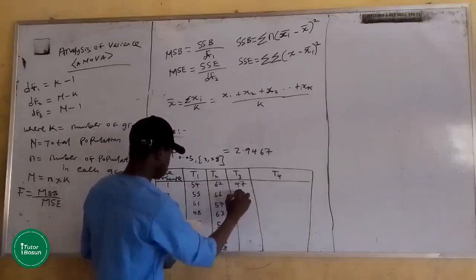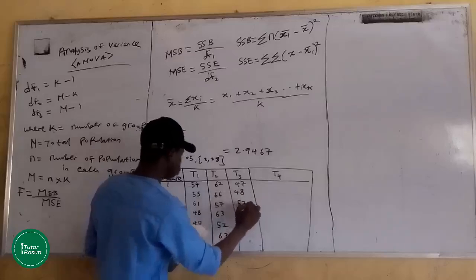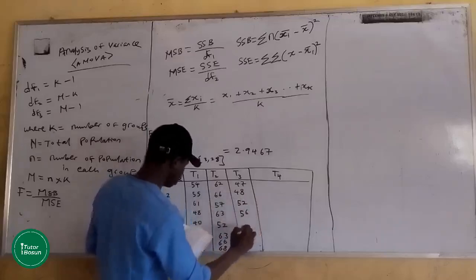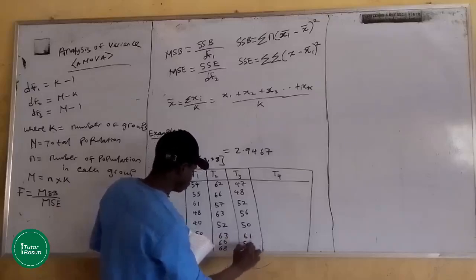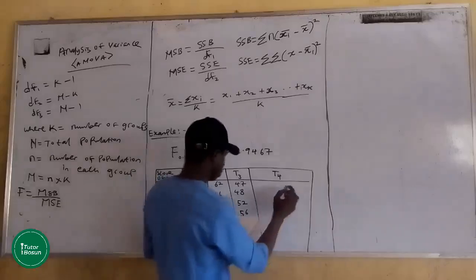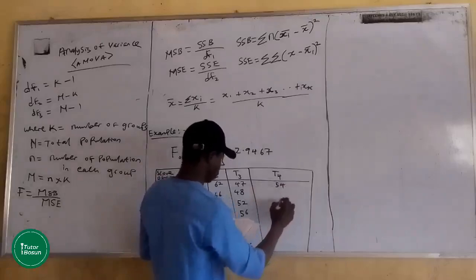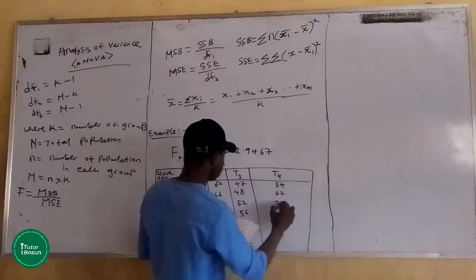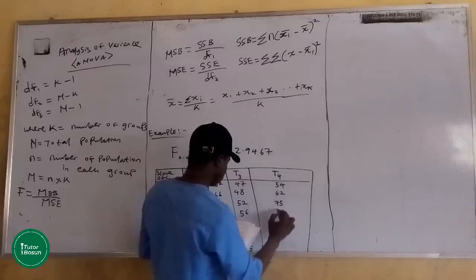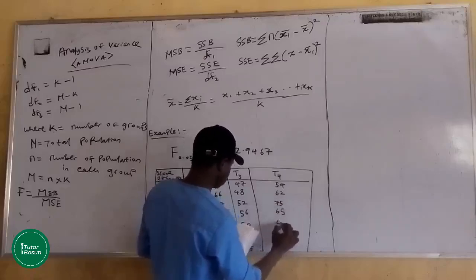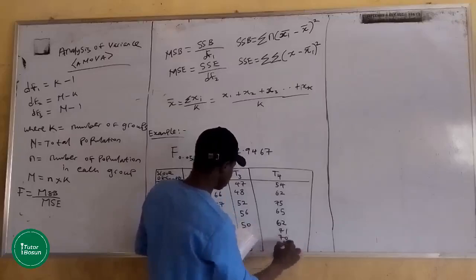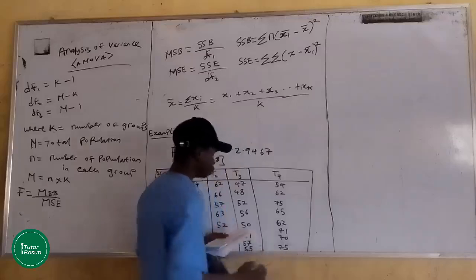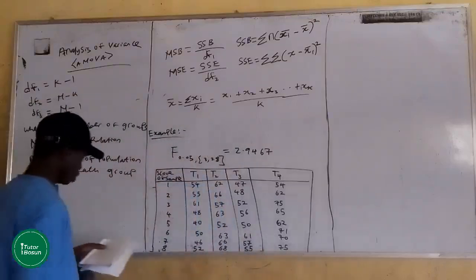Here we have 47, 48, 52, 56, 50, 61, 57, and I have 55, and the last T4, that's we have 54, 62, 75, 65, 62, I have 71, I have 70, and I have 75. So we have been able to compute everything in this table.